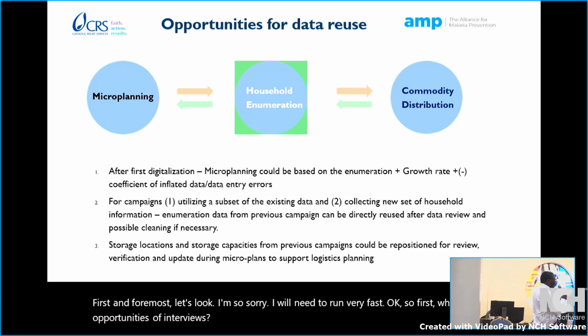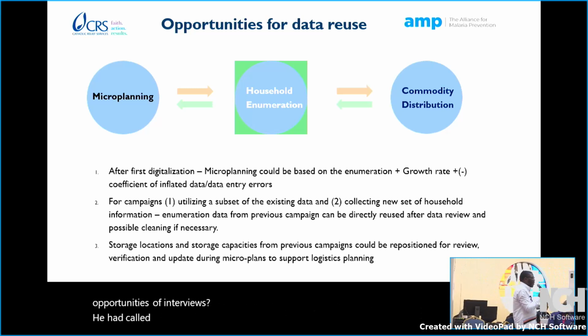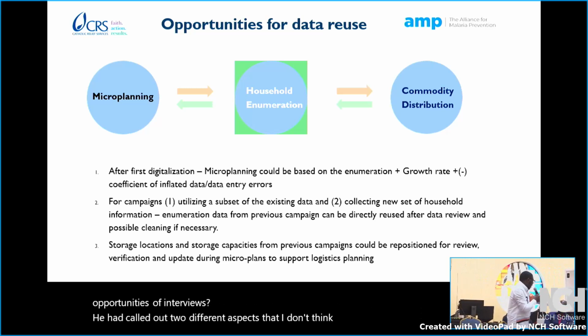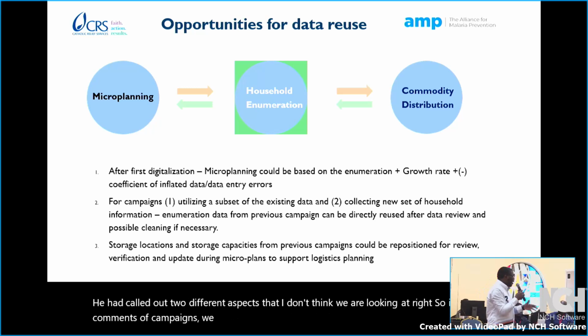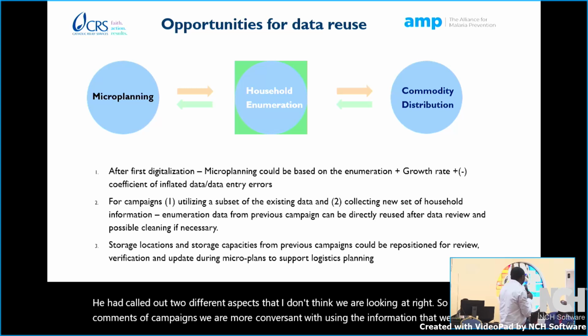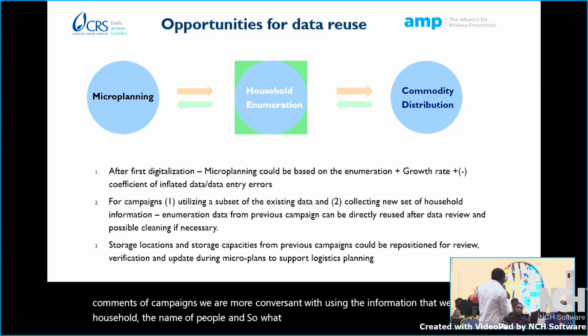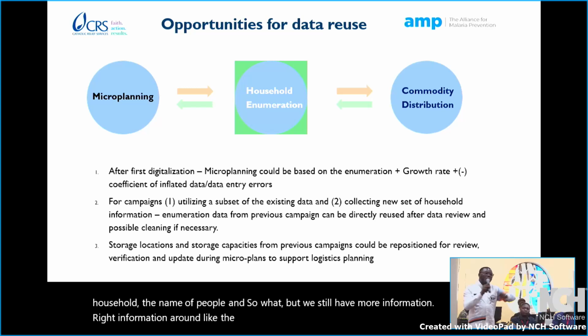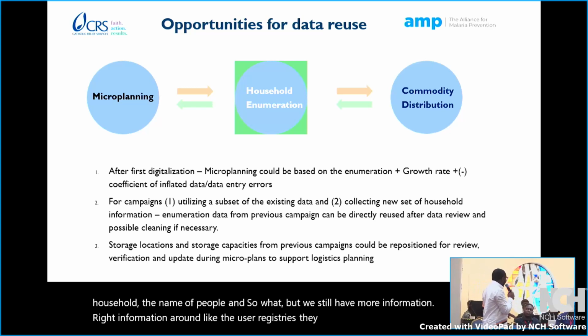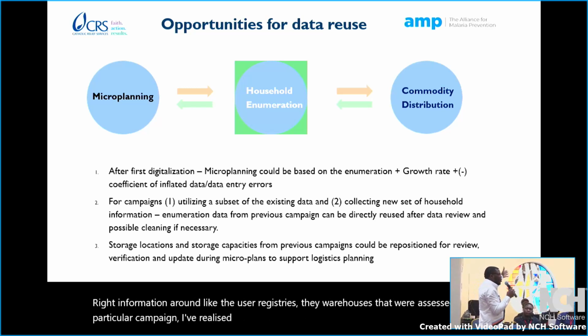He had called out two different aspects that I don't think we are looking at, right? In the context of campaigns, we are more conversant with using the information that we get in the household, the name of people and so on. We still have more information, right? Information around the user registries, the warehouse that were assessed in a particular campaign. I've realized that we don't even reuse the warehouse data. And we have this information, right?